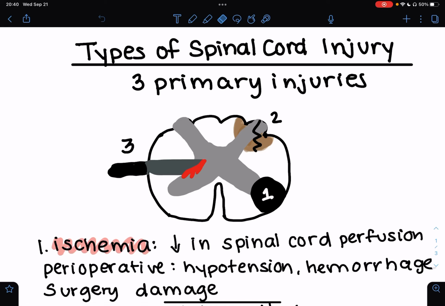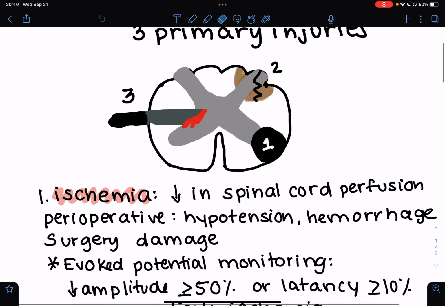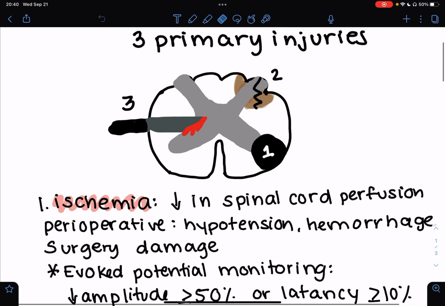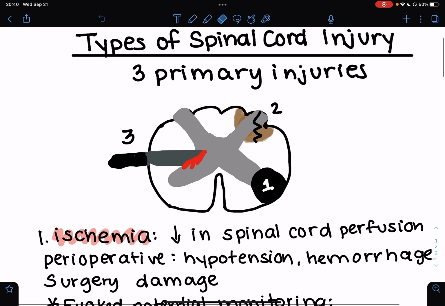Good evening, everyone. Today we will be discussing types of spinal cord injuries. There are three primary ones that we will be discussing. First will be ischemia. Second will be compression. And third will be transection.